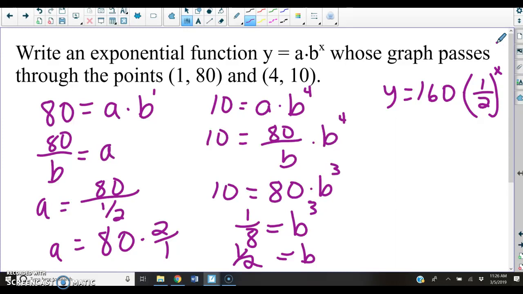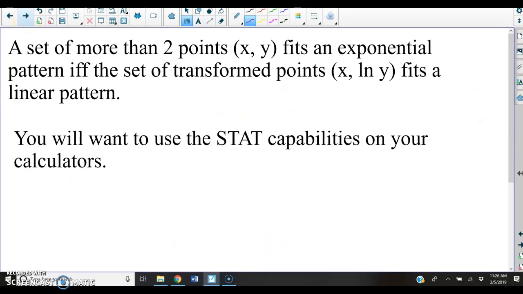And again, you can check it. And you should check it. Okay?